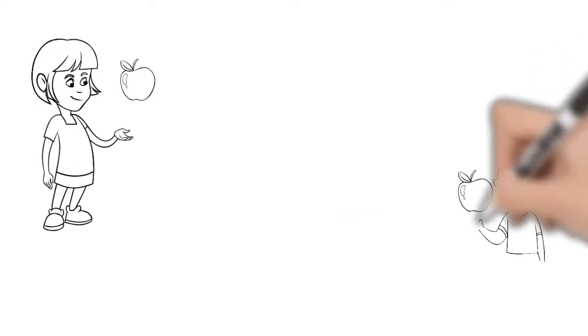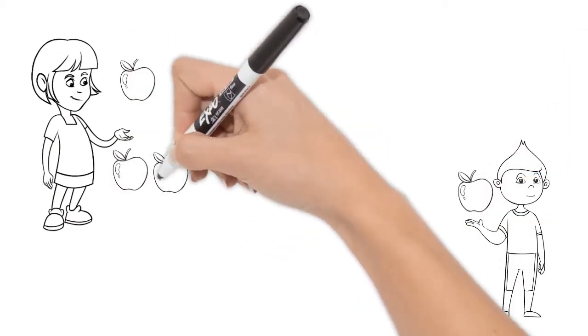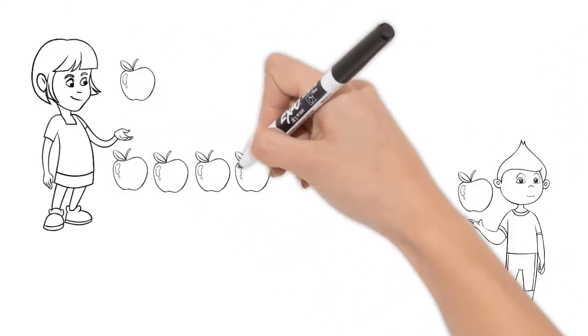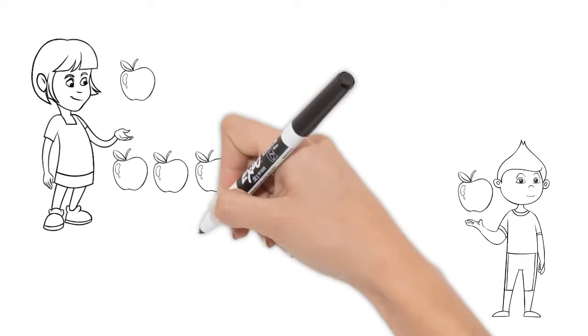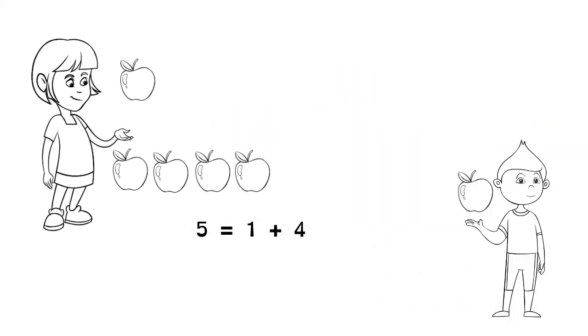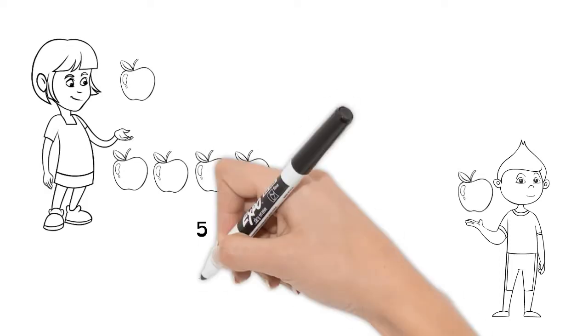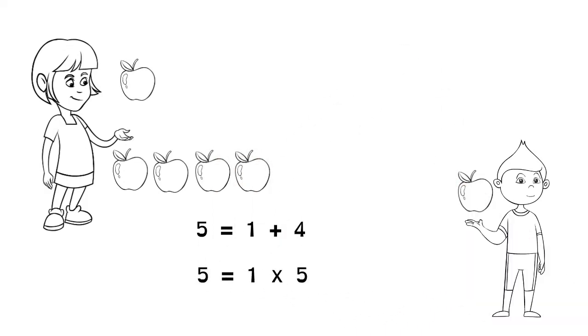Let's be specific. Pretend Lester ate 1 apple this week. Then Maury must have eaten 1 plus 4, or 5 apples. Maury ate 4 more apples than Lester. But Maury also ate 5 times as many apples as Lester.